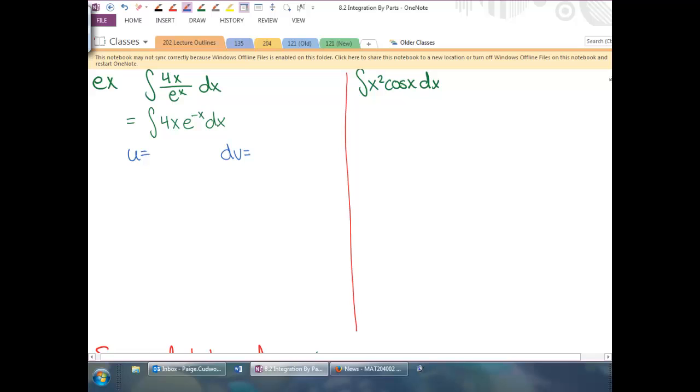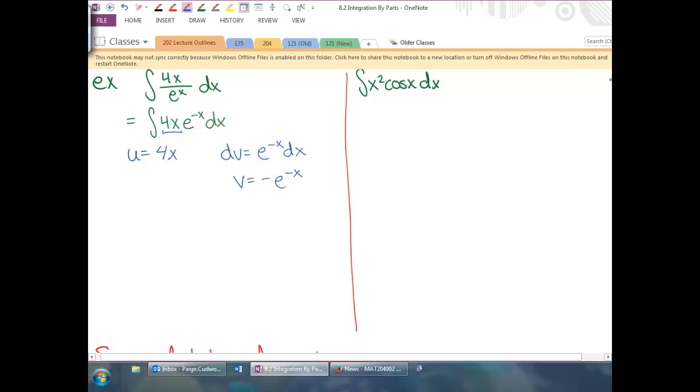Alright, for this first one, we've got a couple different factors in here. I would be tempted to pick the x piece for the u. I'd go ahead and keep the 4 with it, although you can put the 4 into either piece since it's just a constant. The reason being that this will get simpler when I do the derivative. Now I do need to make sure that what is left, what's going into the dv, I can actually still integrate. But we can integrate this, so the antiderivative here would be a negative e to the negative x.